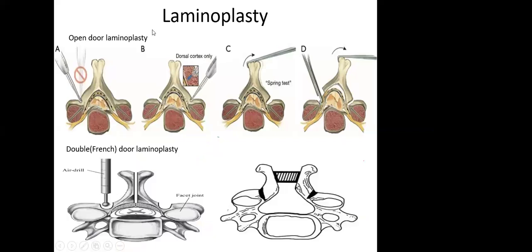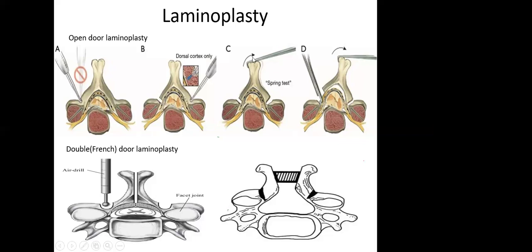Laminoplasty is done because we are just trying to reduce removal of the posterior supporting elements. So it could be either of the open door type or the double door laminoplasty. So in the open door type, after we've exposed the spinous process and the lamina as described in laminectomy, one side of the lamina is drilled open as shown here, while the other side is drilled until the inner cortex is reached. It is not opened completely as depicted here.